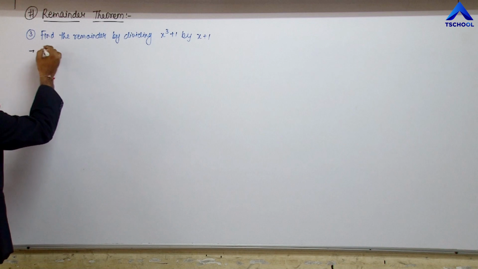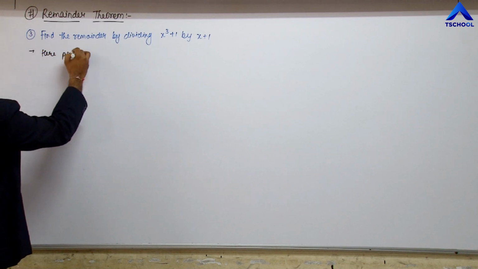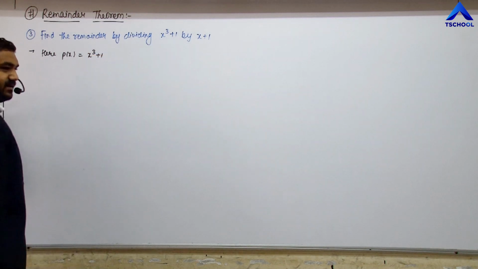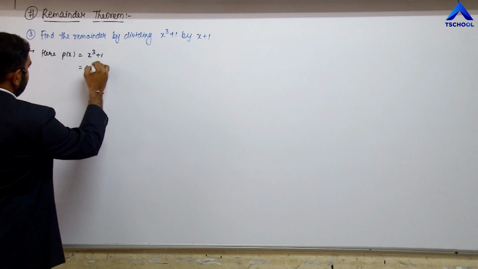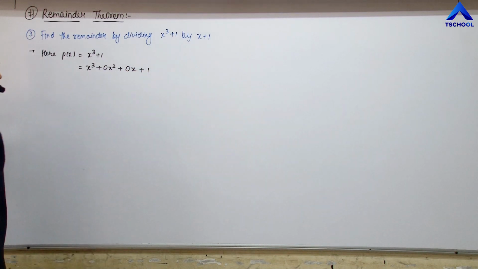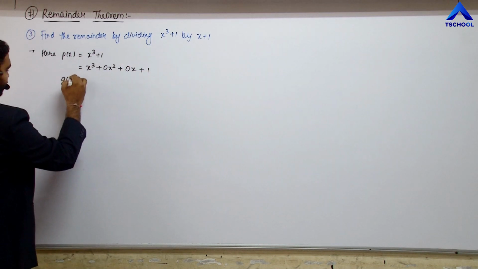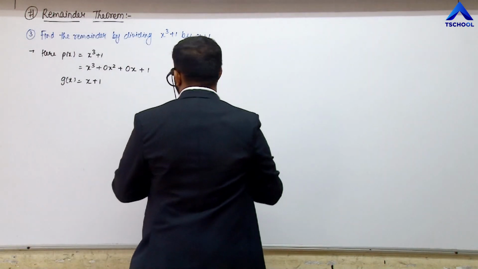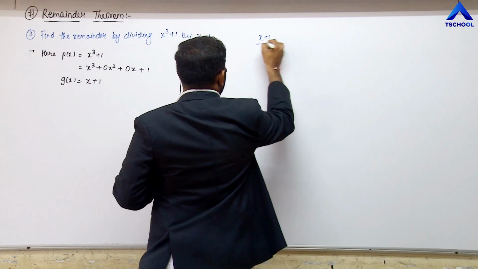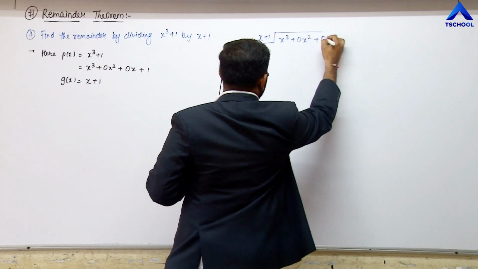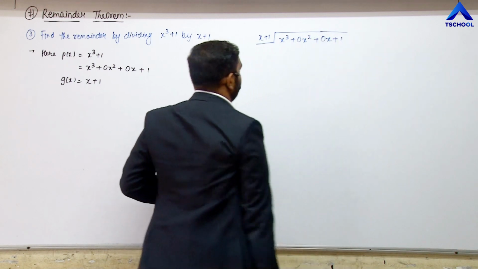P of x is equal to x cube plus 1, but friends, here some of the terms are missing. That means x cube plus 0x square plus 0x plus 1, right? And g of x is again written as x plus 1 only, right? So let me divide here. That is, x plus 1 is dividing x cube plus 0x square plus 0x plus 1, right?